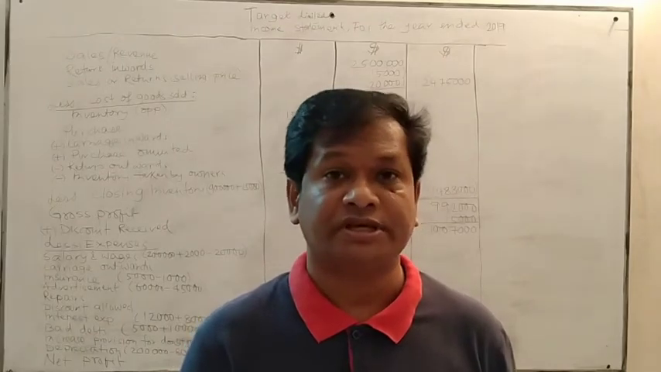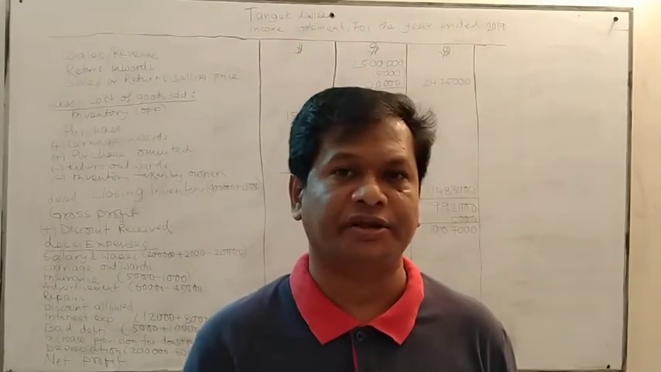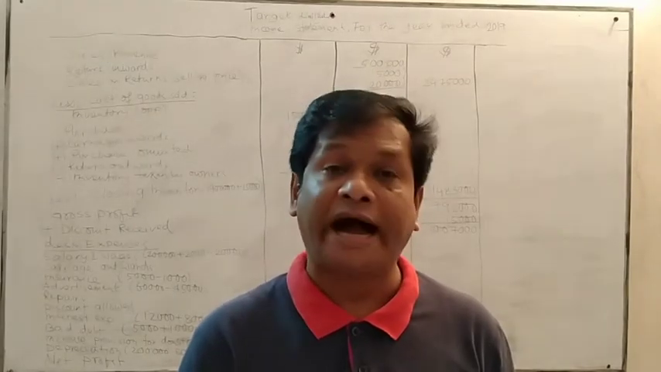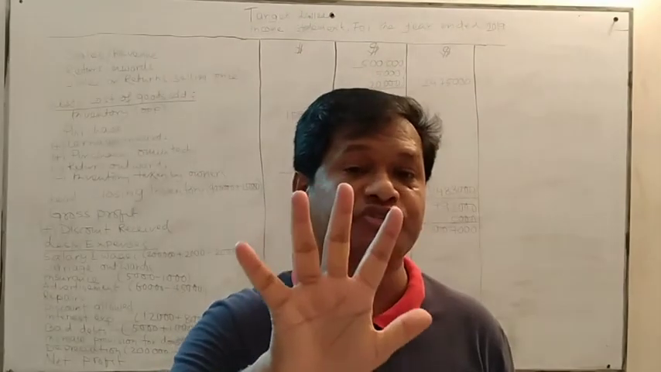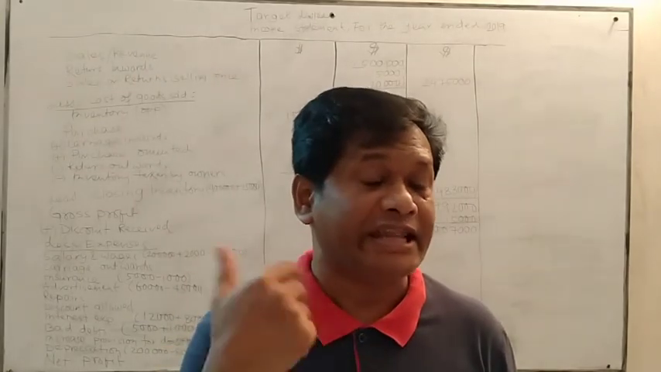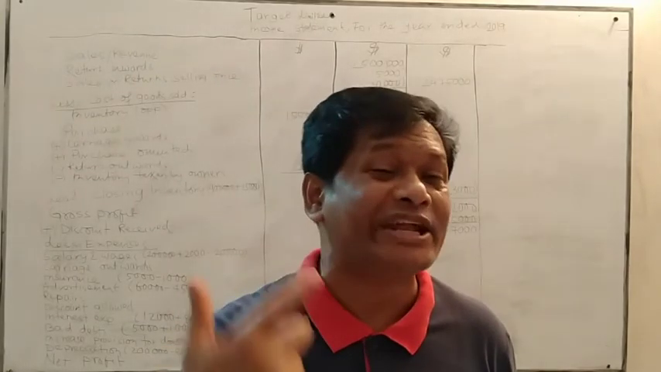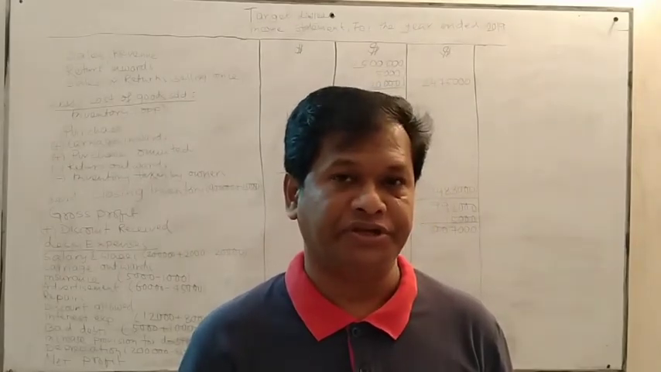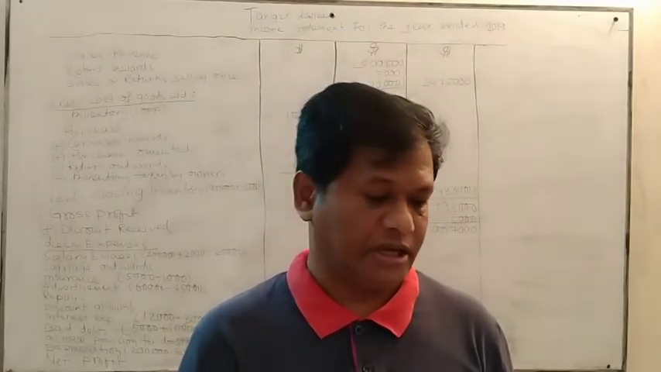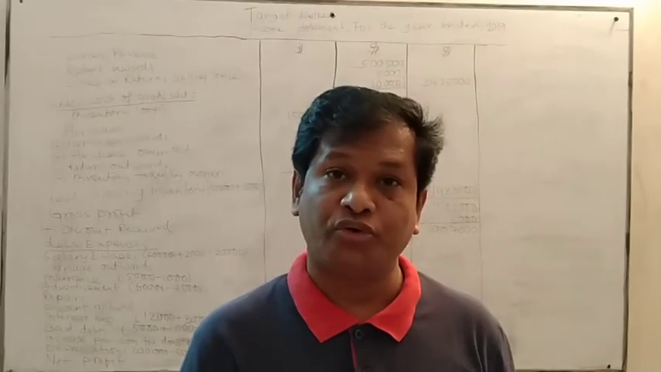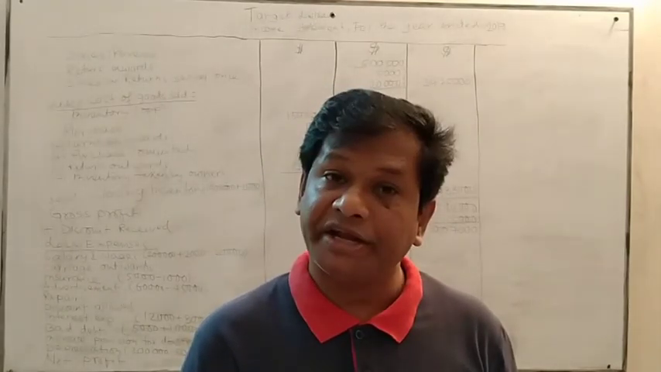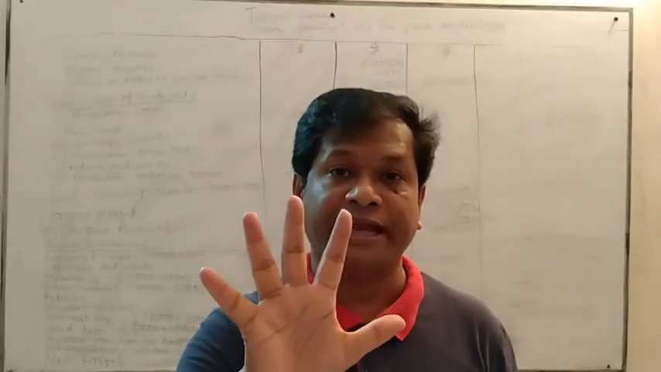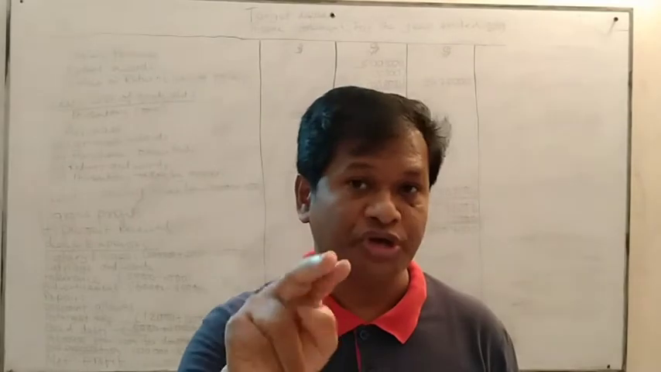Maybe sometimes some of the expense is still outstanding: due, arrear, accrued, unpaid. These are the five synonyms of outstanding, the expenses which are yet to be paid. That is called unpaid, arrear, accrued, outstanding, and due. These five are synonyms, so you have to remember that.